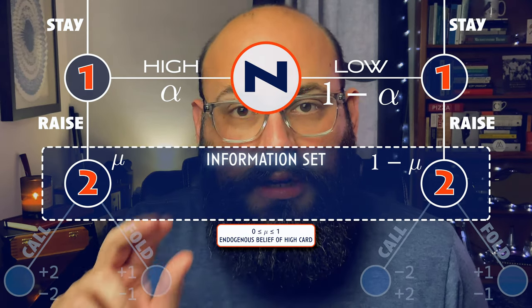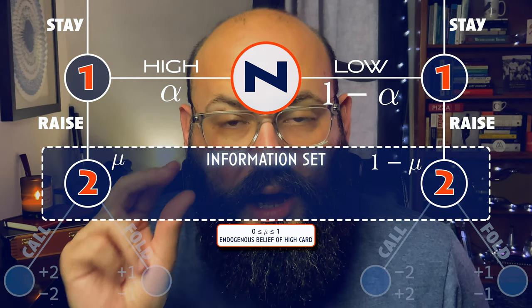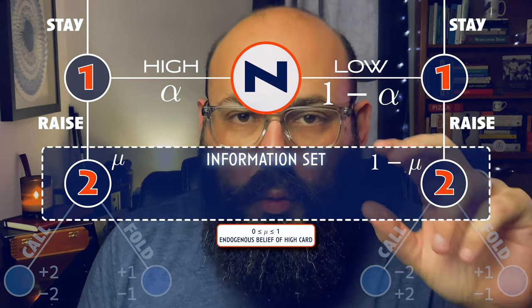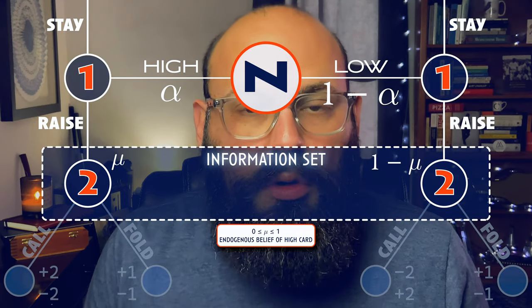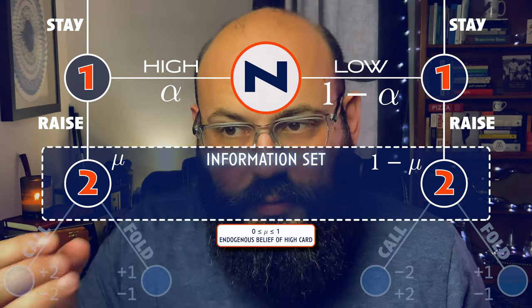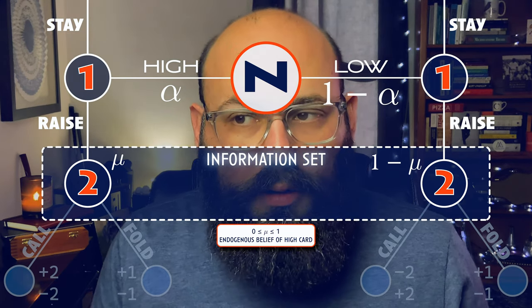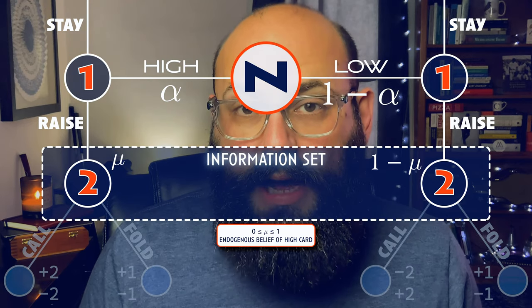It is their probability that they think we're in the state of the world where you, player one, have the high card. And with probability one minus mu, they think that you have the low card. That's officially my way of saying player two doesn't know which state of the world we're in, but they have probabilistic beliefs about that.